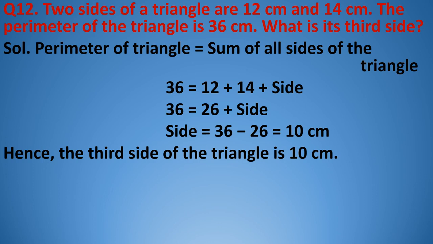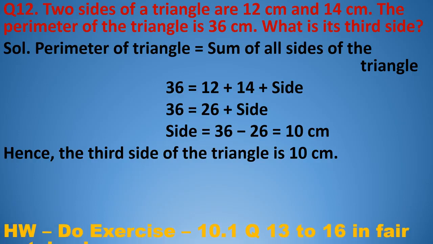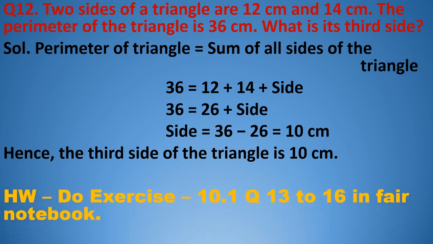In the next, we have two sides of a triangle given. We have to find out the third side, and perimeter is also given to us. Now your homework is to do exercise 10.1, question 13 to 16 in fair notebook.